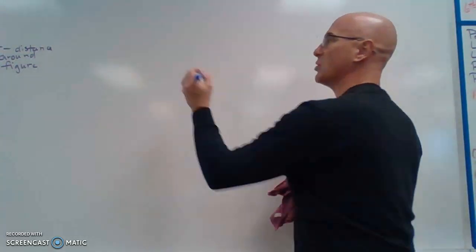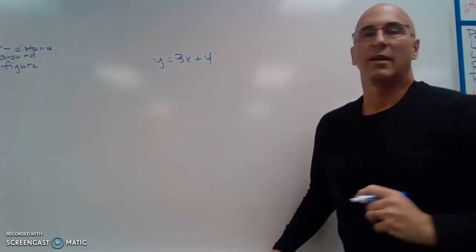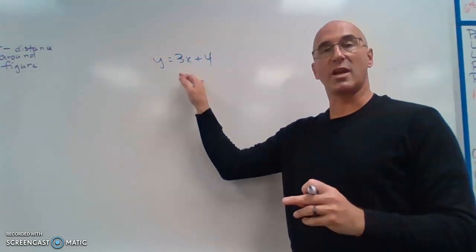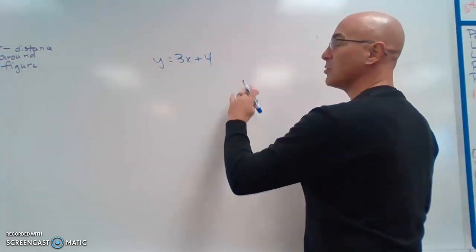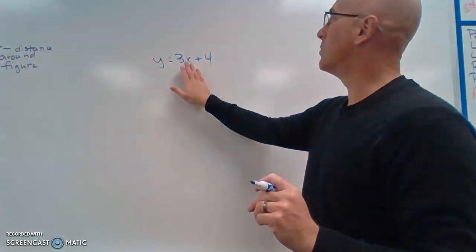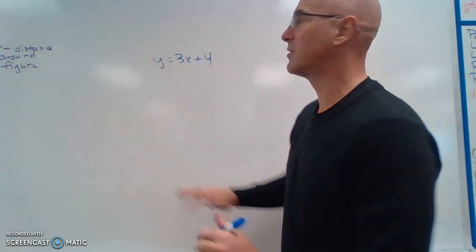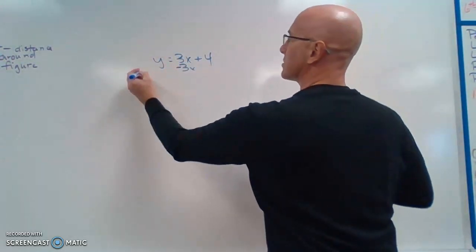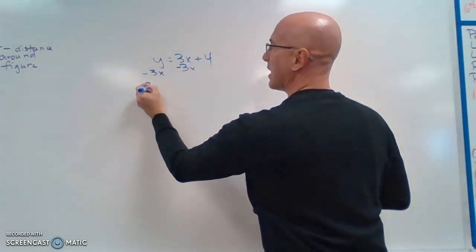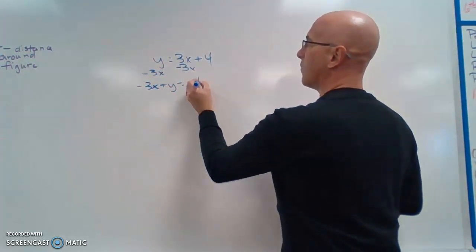So first, we're going to do y equals 3x plus 4. That is in slope-intercept form, so I am going to change this to standard form. First thing we're going to do, do we have any fractions? Nope, that's good. Now we're going to move our x and our y over on the left. So we're going to subtract 3x from both sides. Write our terms in alphabetical order. Negative 3x plus y equals 4.